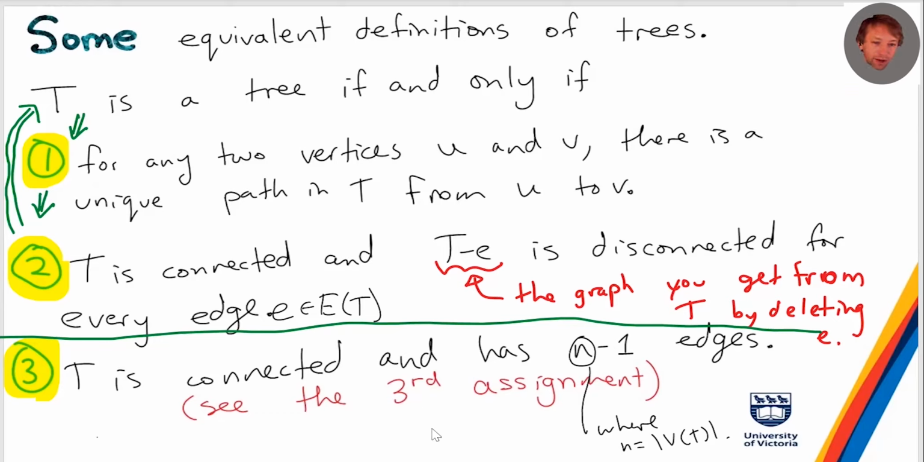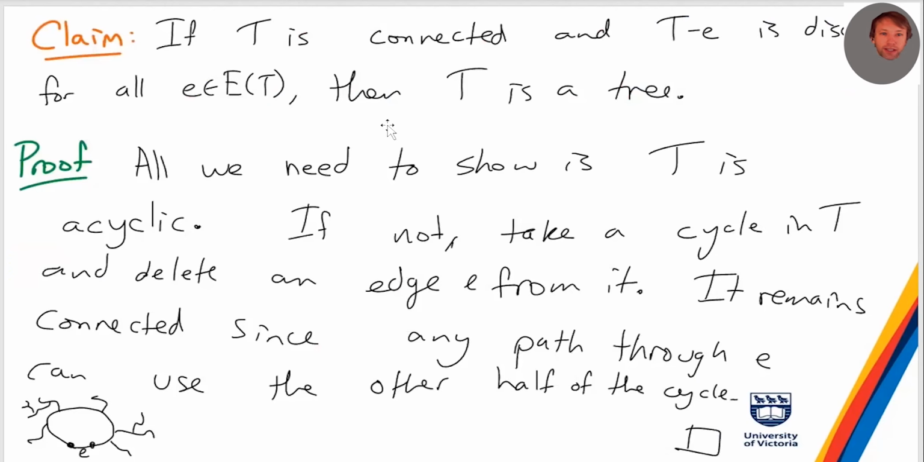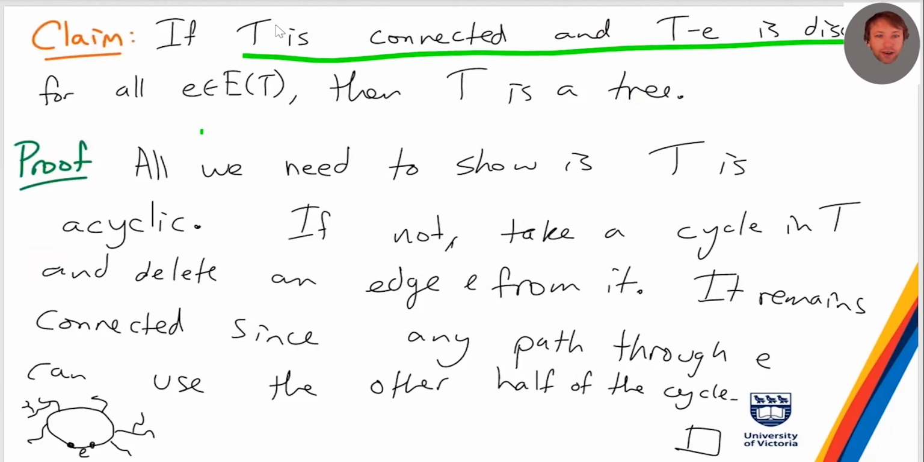And yeah, this one I'm not going to prove because it's on the assignment. Okay, so we're going to prove that the second condition implies that T is a tree. So suppose that T is connected and that T minus E is disconnected for all edges, and I want to prove that T is a tree. So this is my assumption, this is my conclusion.